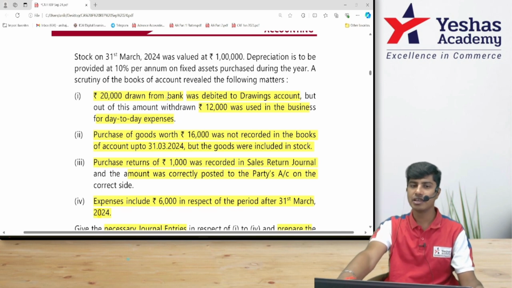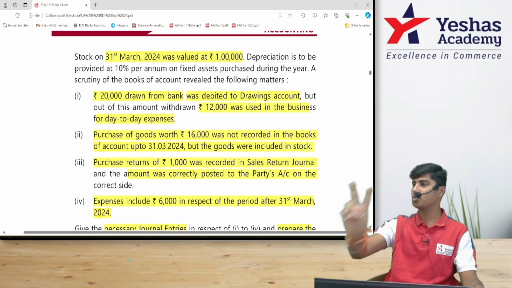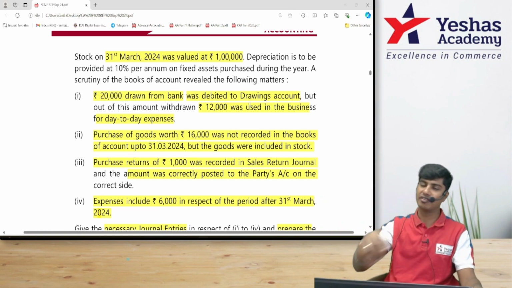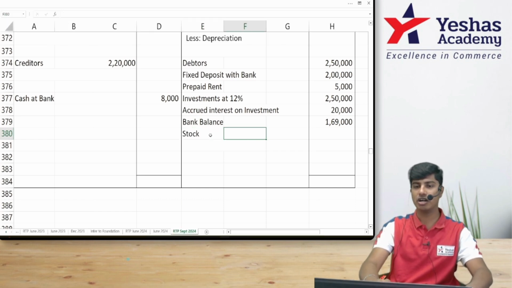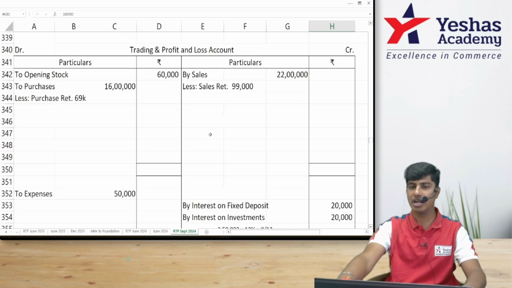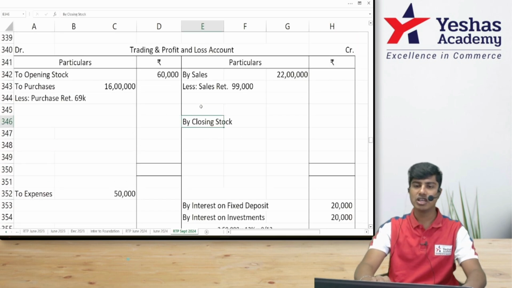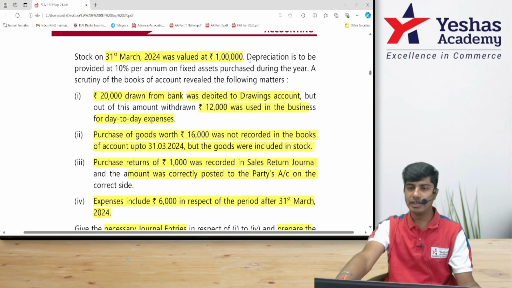Shall I read this? Stock on 31st of March is valued at 1 lakh. Closing stock. It should be written at two places. One, trading account credit side. Second one, balance sheet asset. In the balance sheet, I would write asset. Stock. How much? 1 lakh. And I also write this stock in our trading account on the credit side as closing stock 1 lakh. Done. Very good.